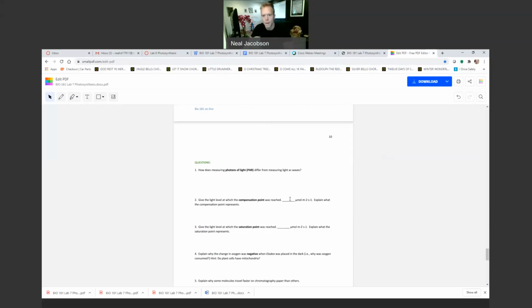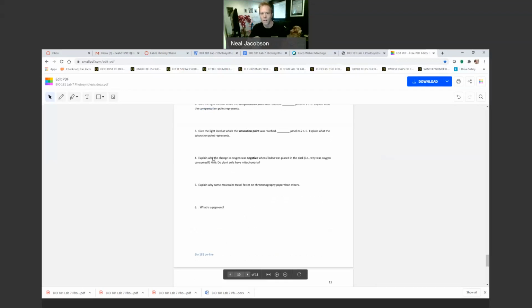Okay, so 15 there. And then explain what the compensation point represents. Well, it's when the amount of oxygen being used by the mitochondria matches what is being produced by the light reactions in photosynthesis. So it's where you're breaking even, basically. All right, give the light level at which the saturation point was reached. So let's come back down to our graph and figure that out.